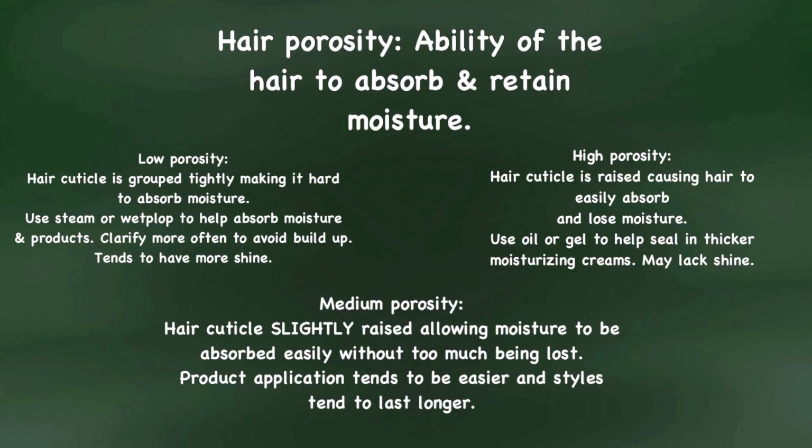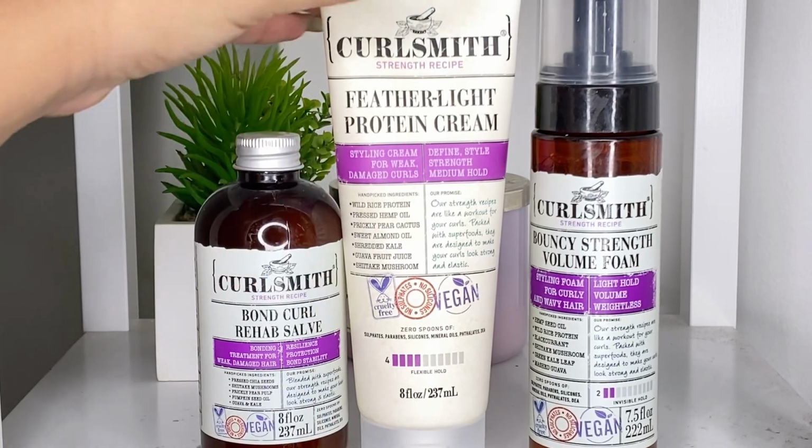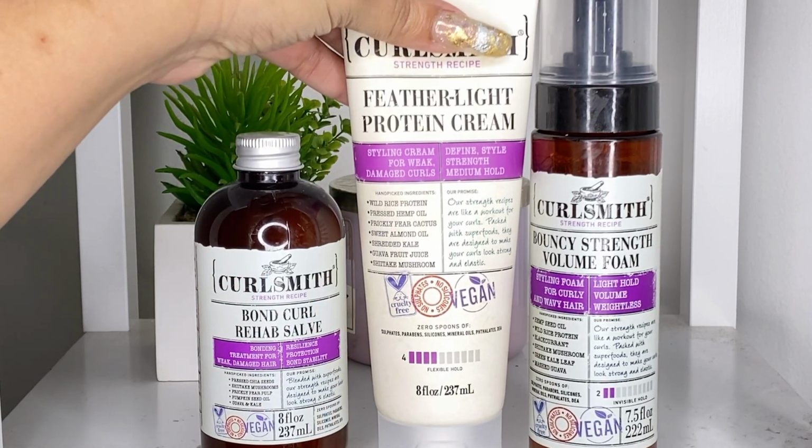With medium porosity hair, the hair cuticle is slightly raised, so this allows moisture to be absorbed, but it also makes sure that not too much moisture is lost. Product application tends to be easier, styles tend to last longer, and medium porosity hair is the easiest porosity to maintain.